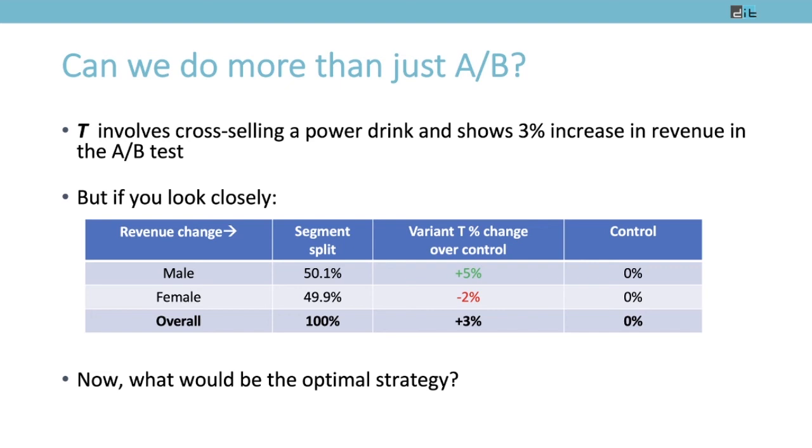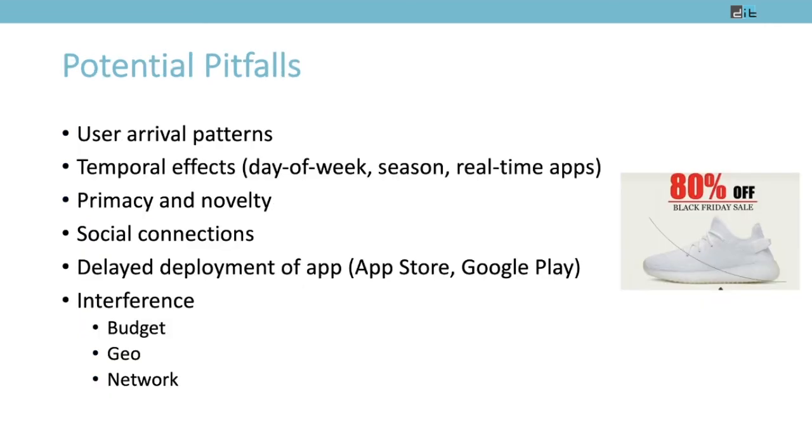Now, the question here is, in this case, what would be the optimal strategy? Well, it turns out that in this case, we may actually want to be showing this cross-selling only to males, because in this way, we'd be realizing the 5% benefit that we have, and we would not be realizing any of the loss that we're getting in the female population. So the lesson learned here is that, yes, A/B testing is good, but you always need to go and dissect your data and analyze it to actually see what is happening, rather than just blindly following the metric that you might be interested in.